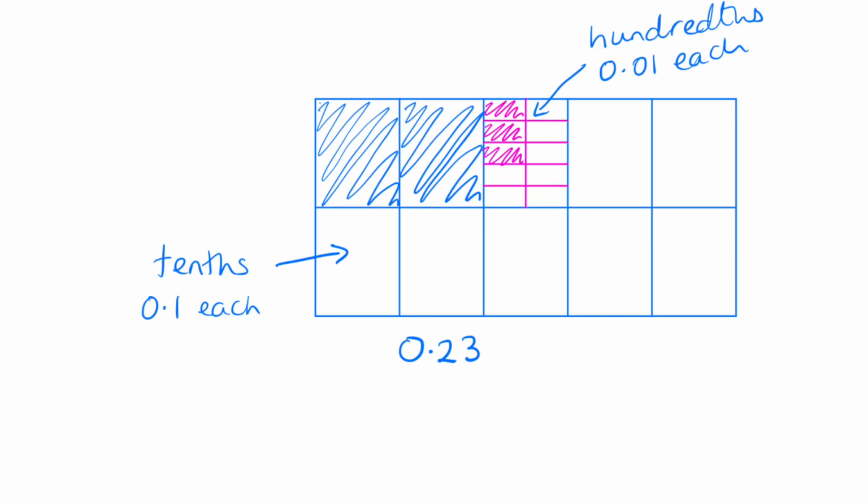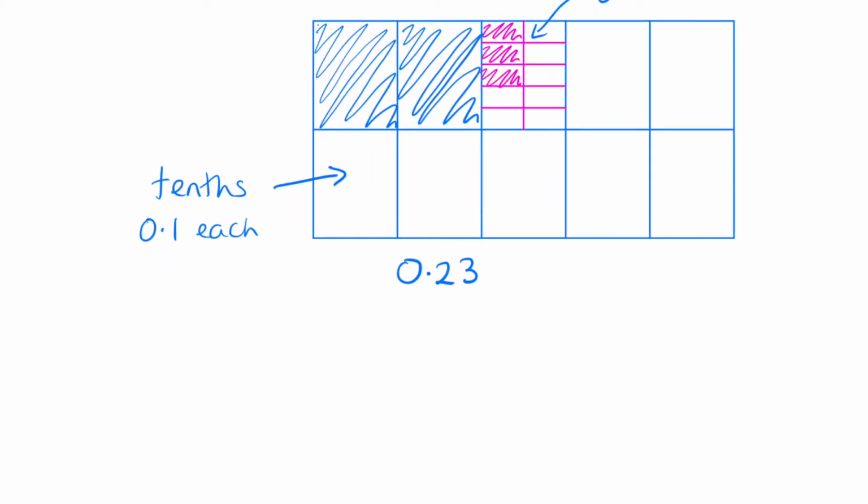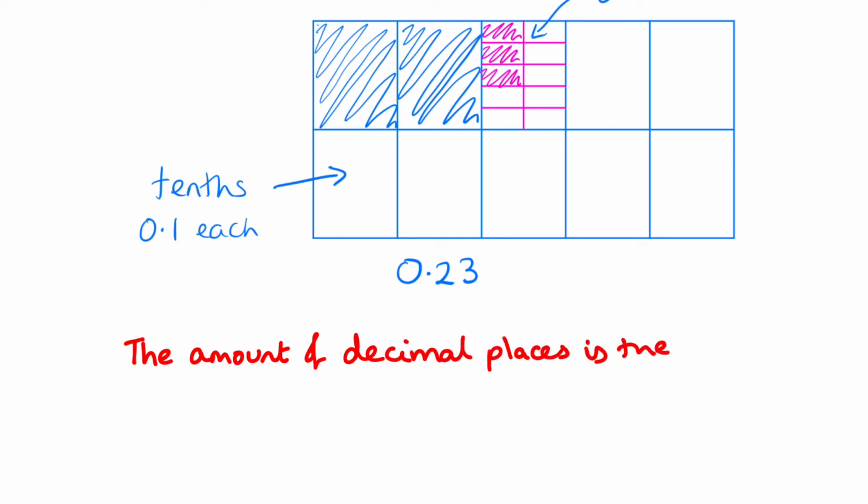Okay, and we need to talk about decimal places because we're going to round to a number of decimal places. Right, now the number of decimal places is quite straightforward. It's just the amount of digits after the decimal point. So we're going to write this down just now. So can you write this in your books? Okay. Write down the amount of decimal places is the amount of digits after the decimal point.